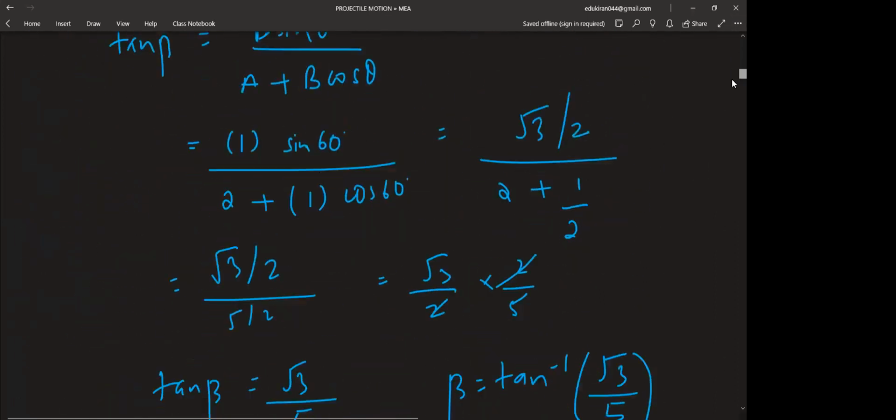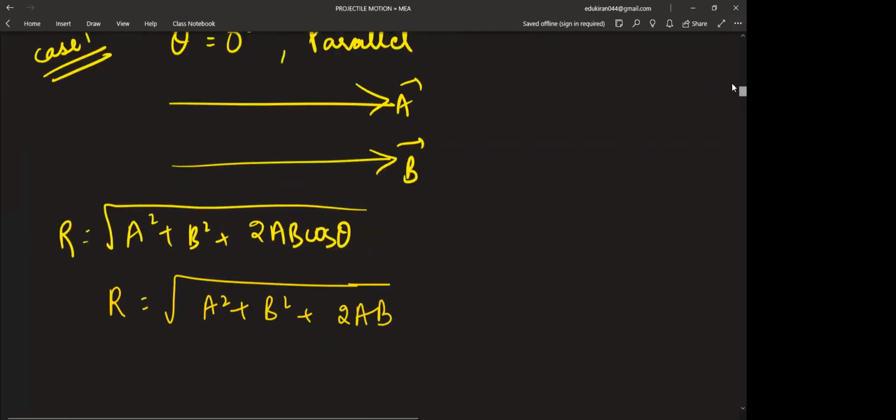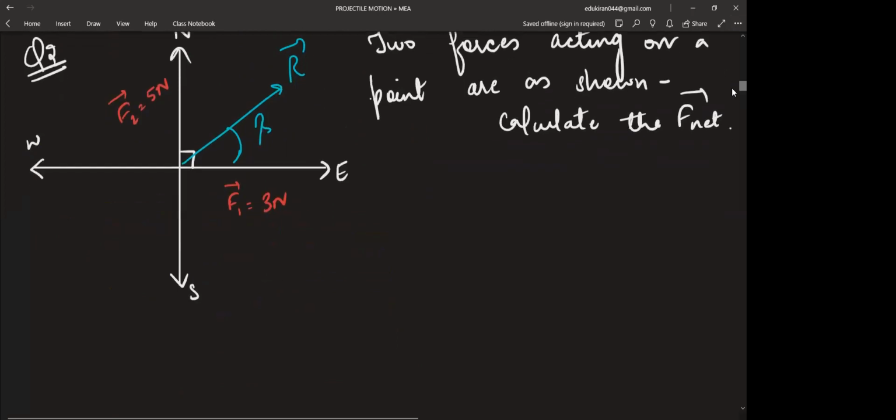Now, one question we have seen, but this is one more question. It's very easy, the calculation part is easy. This is one force, 3 Newton. This is second force, 5 Newton. Quickly tell me the answer for this in the chat column. It's a very easy question. Then we'll discuss something quickly.